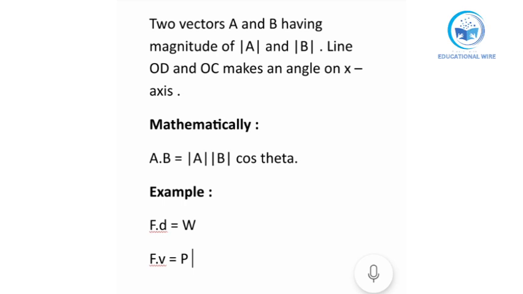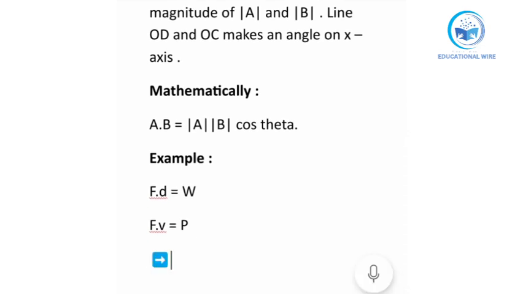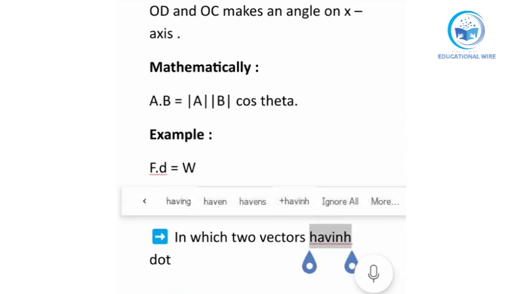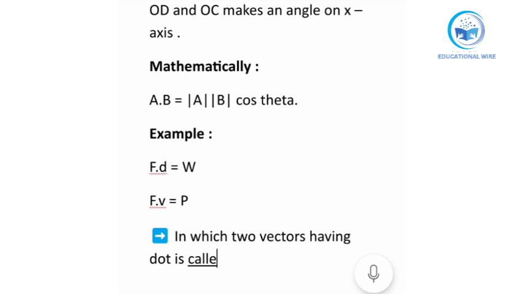We are having one more thing that we should write over here, otherwise you will forget that. Two vectors having a dot is called dot product. Okay, now let me make a diagram of this.